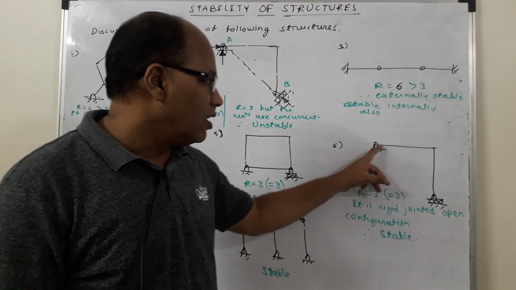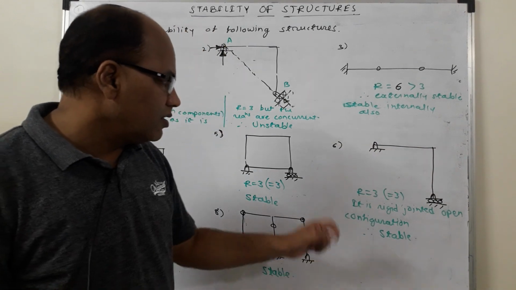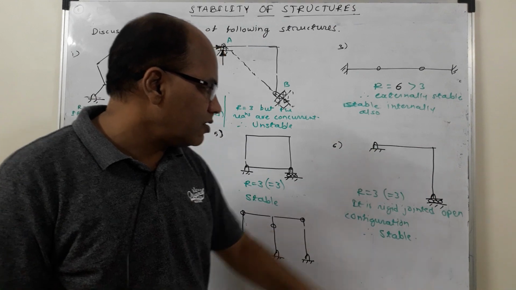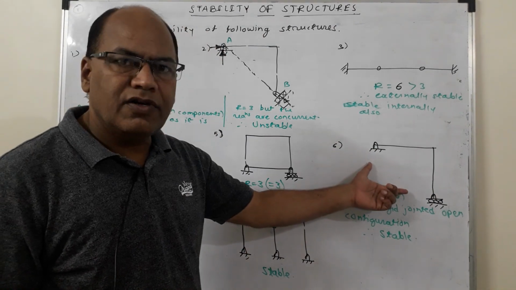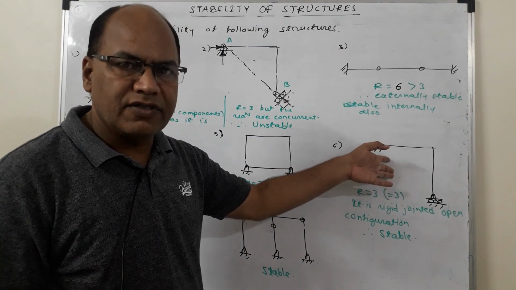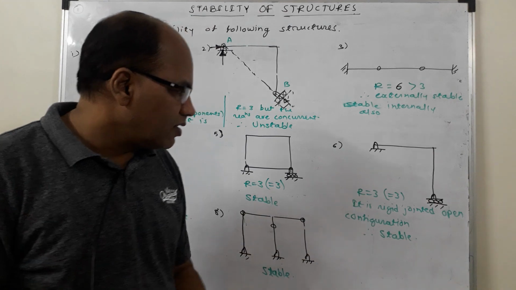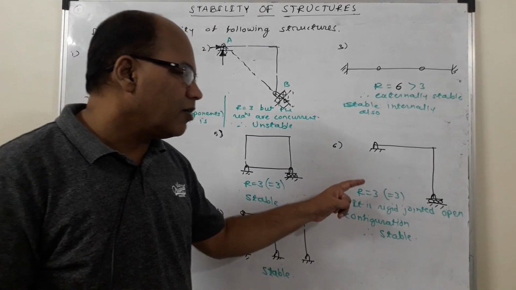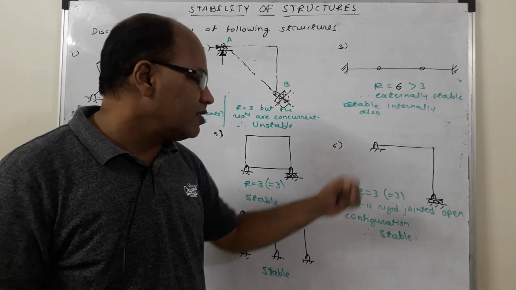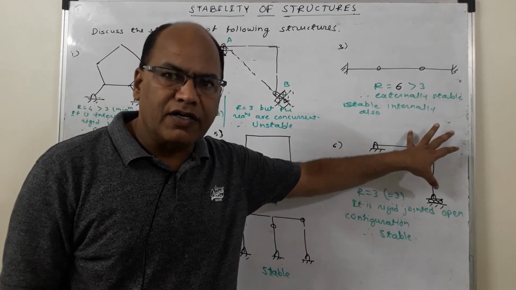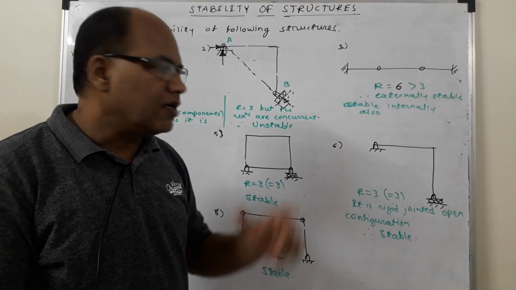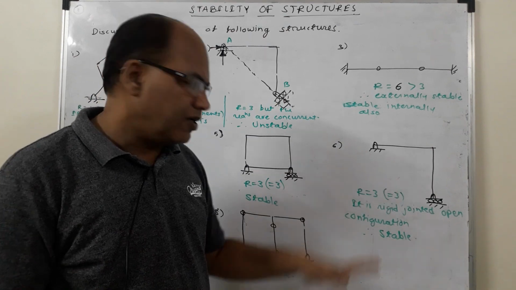Question number 6. A right angled rigid frame is shown over there and there are 2 supports, one is hinged, another is roller. So 3 reaction components. The minimum number of reaction components required is 3, and here 3 reaction components are there. So the first condition is served. Second, the reaction components should not be parallel and should not be concurrent. That is also served. So it is externally stable and it forms an open configuration. A rigid jointed structure with open configuration is a stable structure, and it is internally statically determinate also.